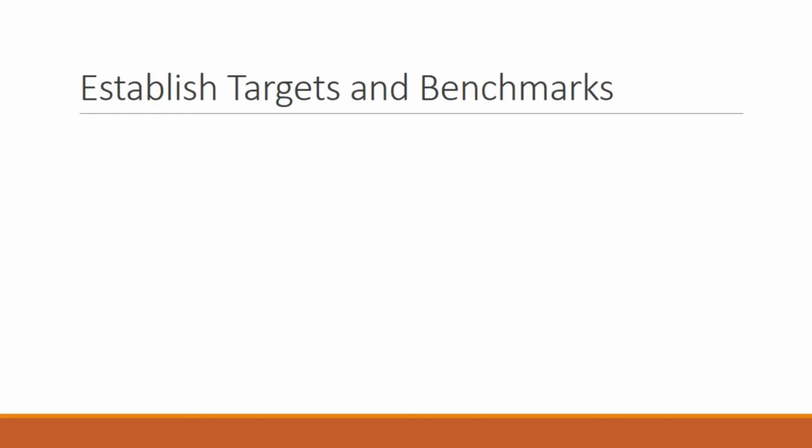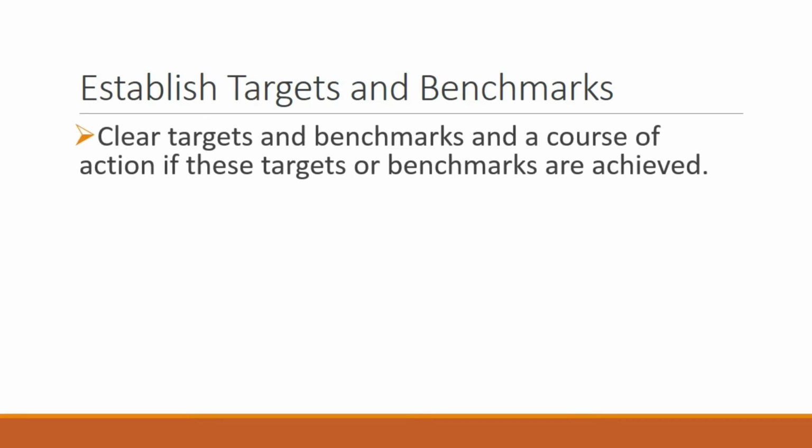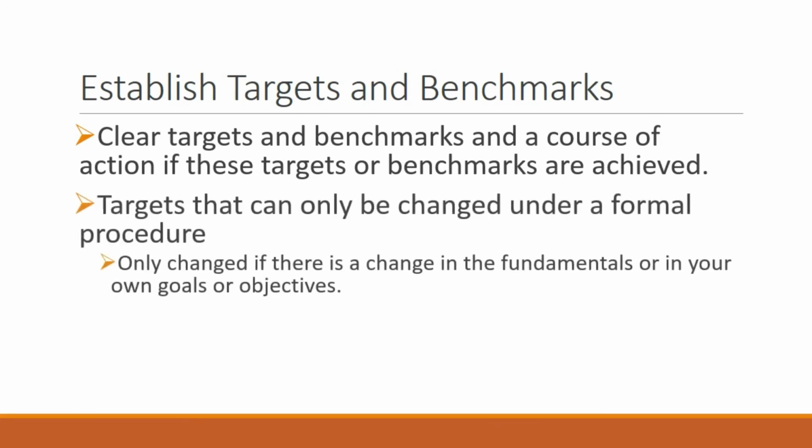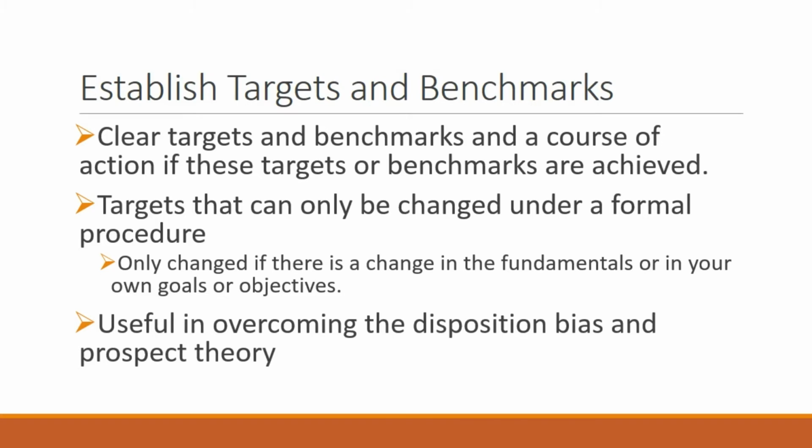Another way of mitigating our biases is to establish clear targets and benchmarks at the same time that we put on a trade or an investment. These targets and benchmarks should also include a course of action that we will follow if these targets or benchmarks are achieved. These targets should only be changed under a formal procedure and only if there's a change in the fundamentals or in your own goals or objectives. Establishing targets and benchmarks is useful in overcoming the disposition bias, which is our unwillingness to sell securities that we have in our portfolio, and also prospect theory, where we tend to let losses ride and take profits too early.